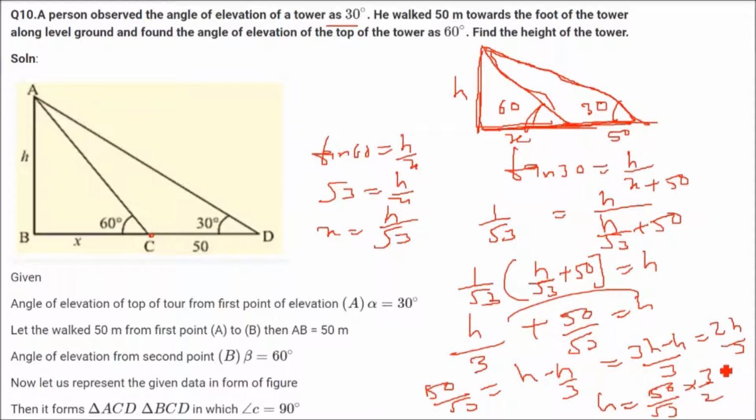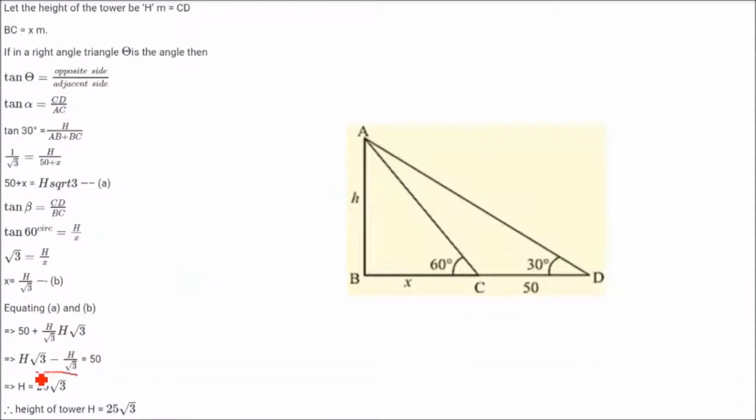Now let us multiply root 3 in the numerator and denominator. What do you get? 50 into 3 into root 3 by 3 into 2. Root 3 into root 3 is 3, 2 is already there, 3 cancels. This is 25. So what do you get? 25 root 3. This is the answer.